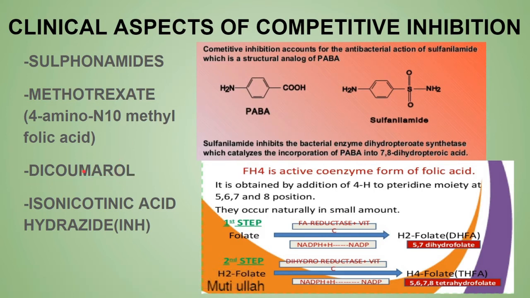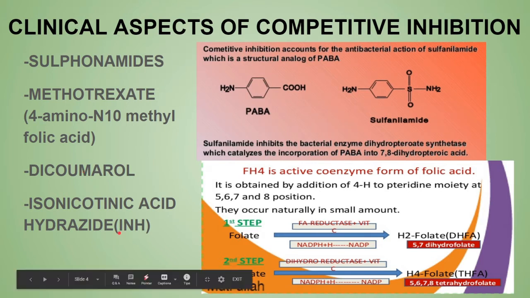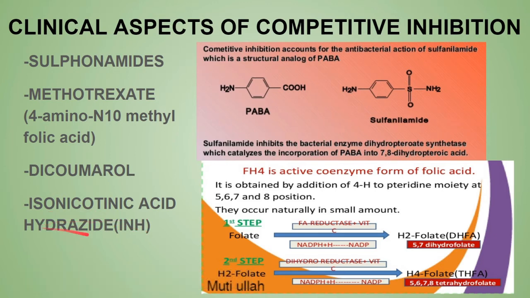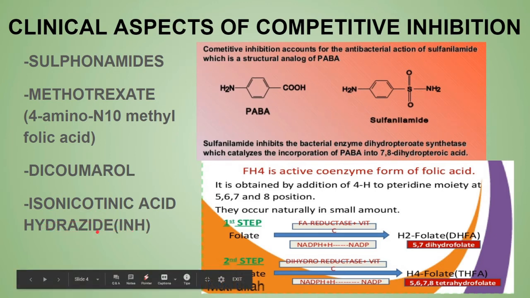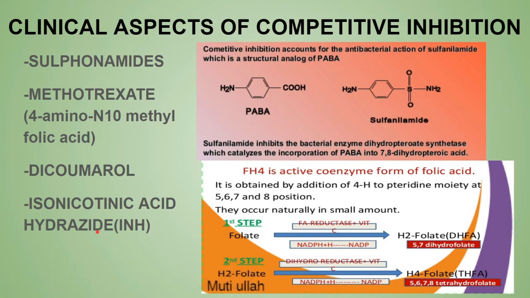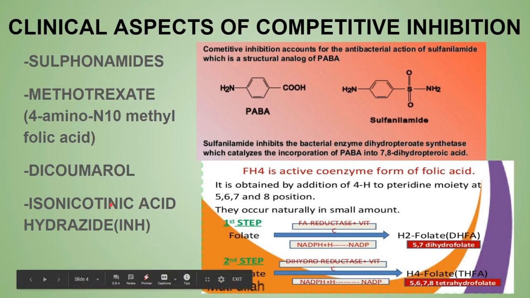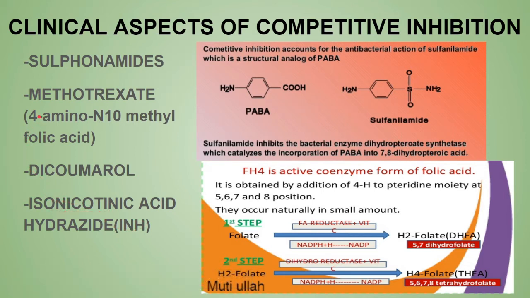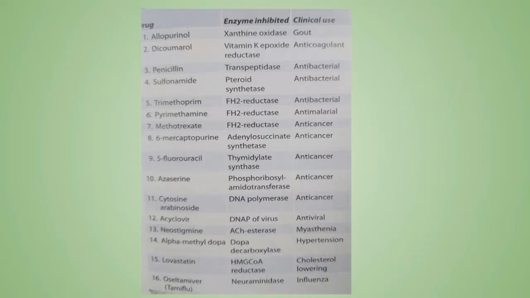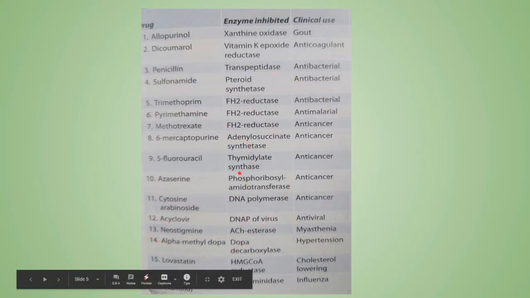Now dicoumarol is structurally similar to vitamin K, and so acts as an anticoagulant by competitively inhibiting vitamin K activity. Now INH, isonicotinic acid hydrazide, is commonly used as an anti-tuberculosis drug and is structurally similar to pyridoxal, and prolonged use of INH will cause pyridoxal phosphate deficiency. So this is mainly used as an anti-tuberculosis drug, while this is mainly used as an anti-cancer drug, this as an antibacterial drug, and dicoumarol mainly as an anticoagulant. Now these are some examples of the clinical importance of competitive inhibition.